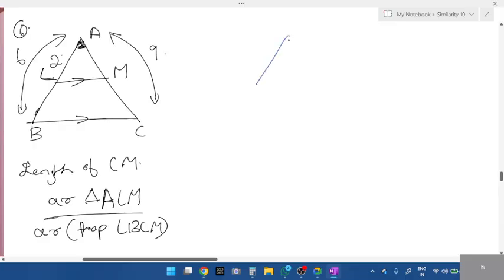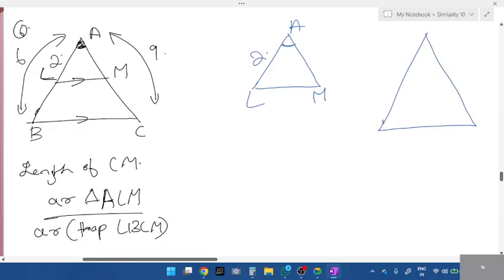Let us split the diagram, students. First I'll take ALM. In this, only this value is given, 2 centimeters. Angle A. Next, we have another triangle ABC. Keep all 3 angles for reference. I'll tell you the reason. For reference, angle A is the same. Look at the red one, students. Angle A, both are the same. I've circled it. What is the value of AB?